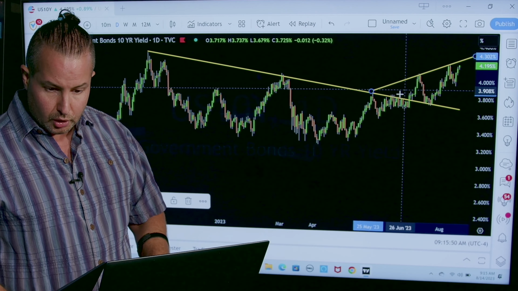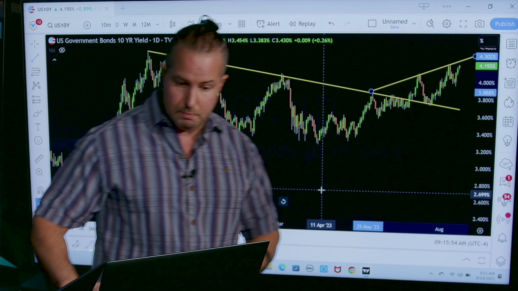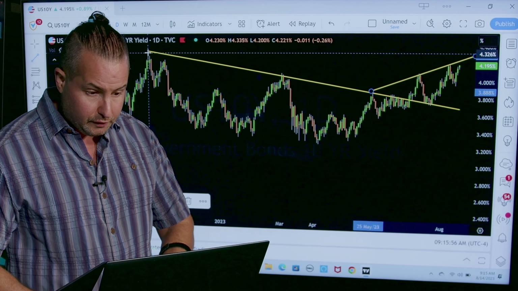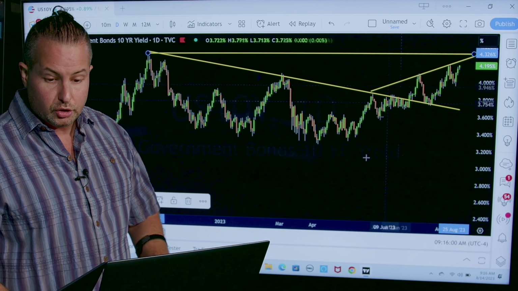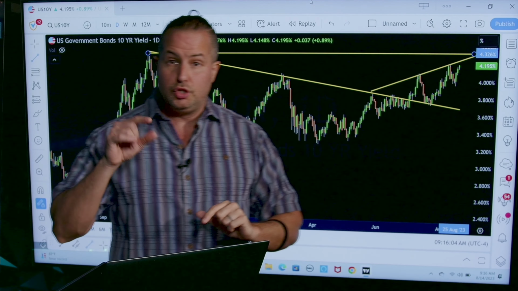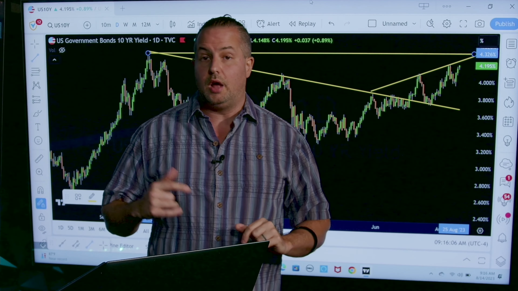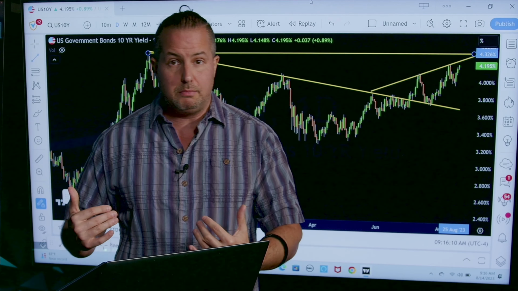All right, so look at that. That's your target right up here. You're looking at right around 4.3%. Interestingly enough, if we take this high over here and stretch that trend line out, look at those two lines converging right at that spot. That is your short-term upside target on the 10-year yield. Now again, is rising yields a positive for the stock market or a negative?